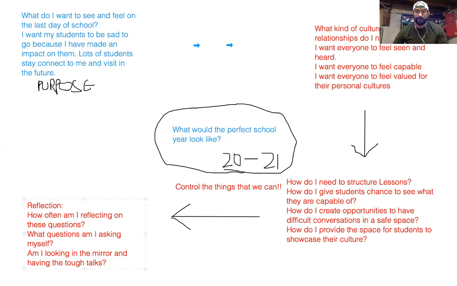So I just want to share this process. I'm committed this year to share this process with you. And I hope that that outcome, lots of students stay connected and visit in the future, comes to pass.